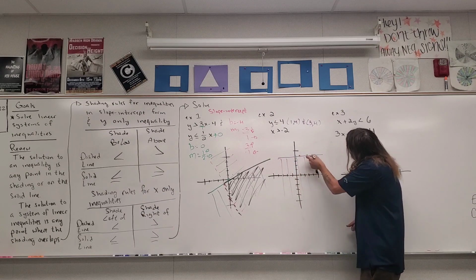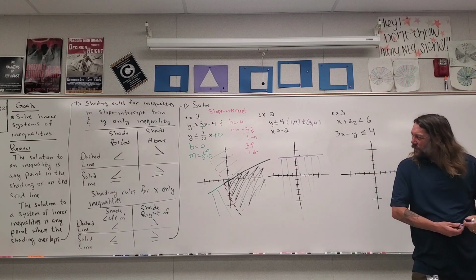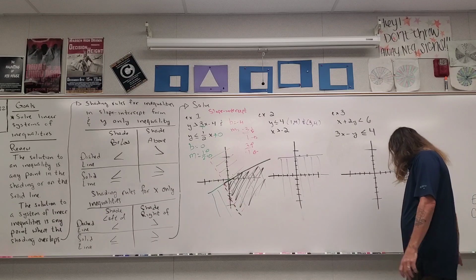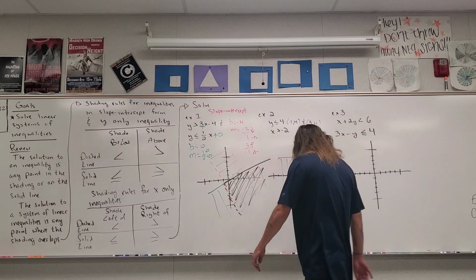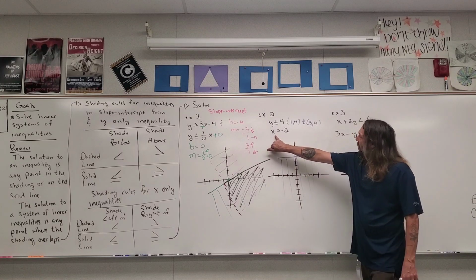Now again, notice I'm not shading like crazy, because if you do that, it's hard to tell where the shading overlaps. All right. Second inequality, I'll do in green. Here I have an x only, so again, I'm going to make ordered pairs.